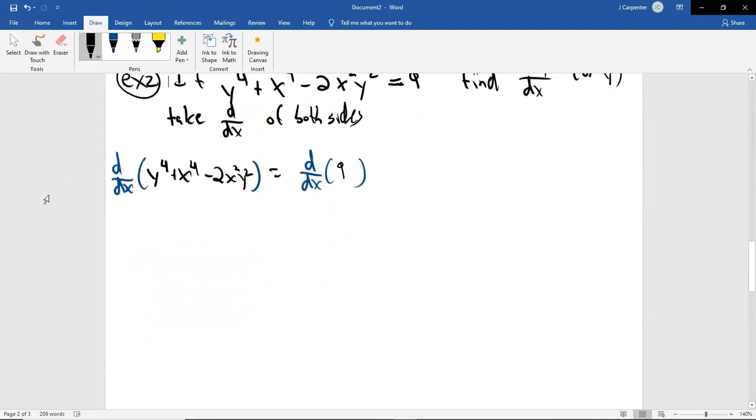Now, when the letters don't match, you throw in that extra dy dx into the term. That's the chain effect. That's the derivative of the inside. That's going to happen immediately. These letters don't match, so we'll need to chain this. So the regular derivative of y to the fourth will be 4y cubed. If this letter on the bottom was a y, this is all it would be, but they don't match, so we have to chain it.